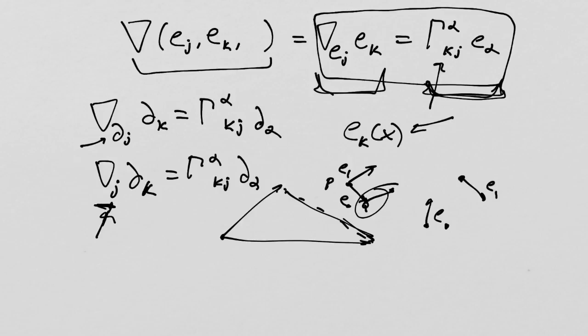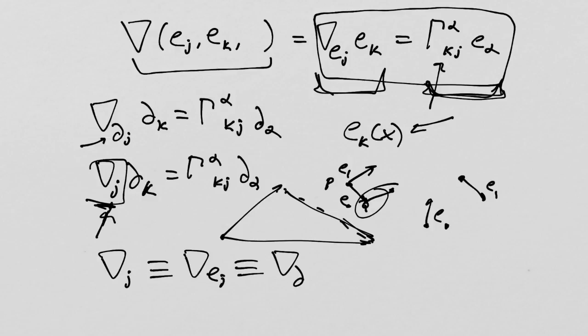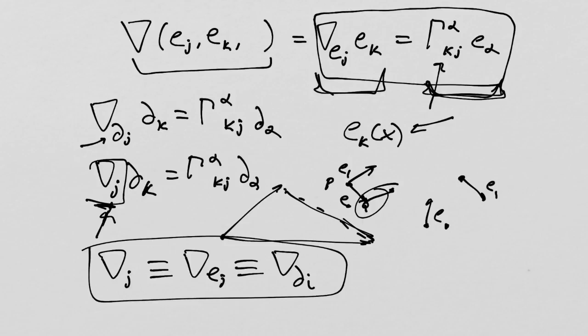So this guy here, this del, is understood as e_j, which is understood as that, right? And that ultimately is the connection between all of these symbols. But this is a really good way of understanding what the connection coefficients do.